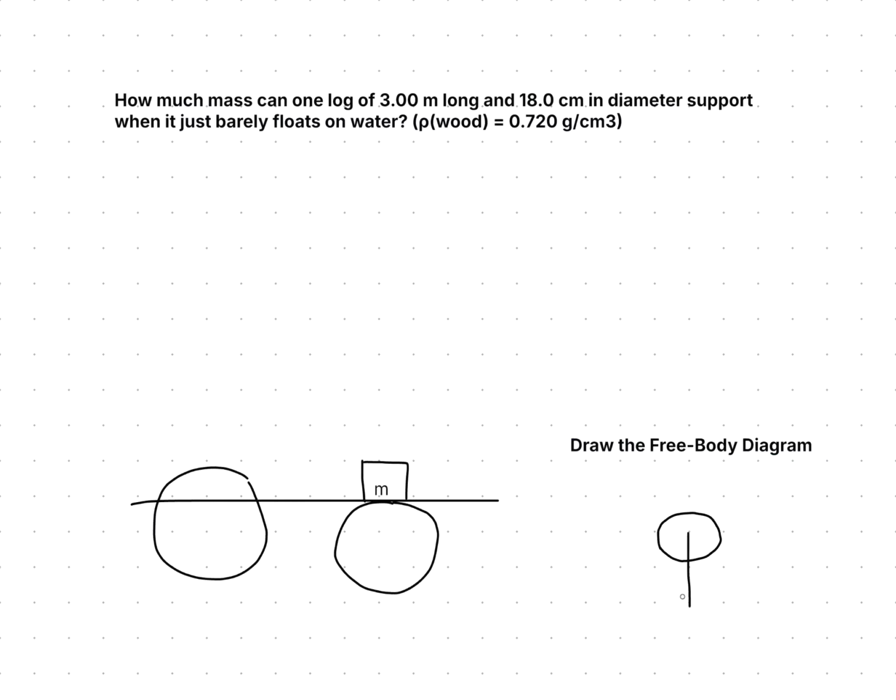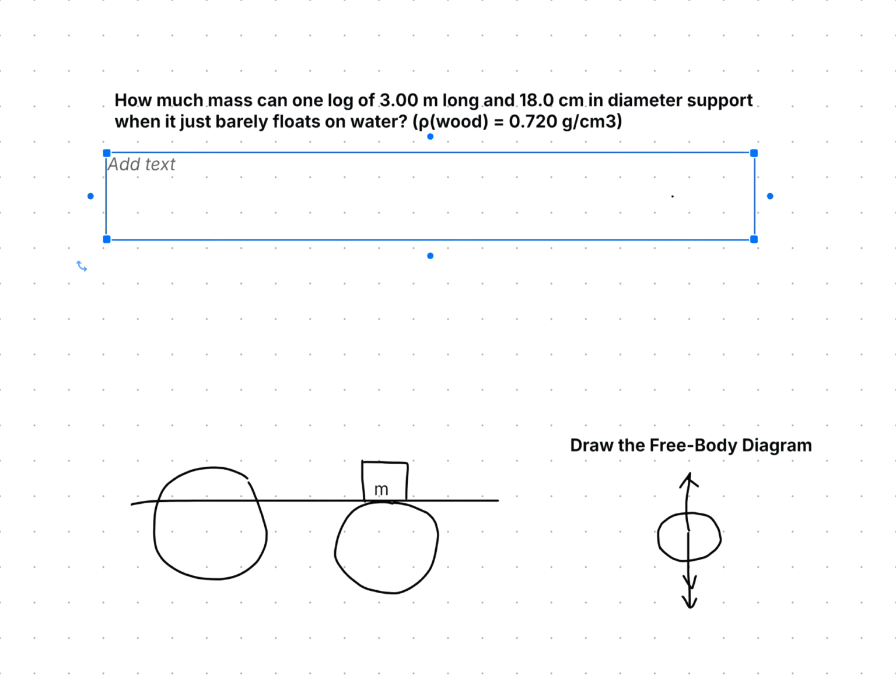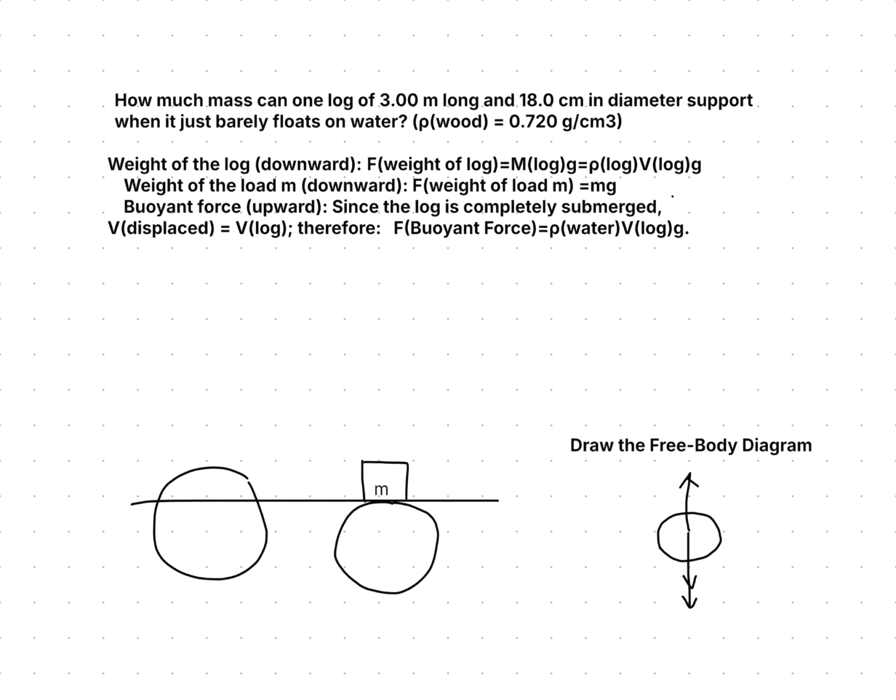How many forces are acting on the log? There is a load placed on top of the log. There are three forces, as shown on the free body diagram. Let me write this on the whiteboard. We have the downward weight of the log, which is the mass of the log times g, or the density of the log times the volume of the log times g. We also have the weight of the load going downward, which is mg. We also have the buoyant force going up, which is the density of water times the volume of the log times g.